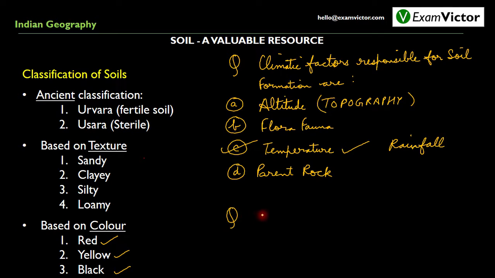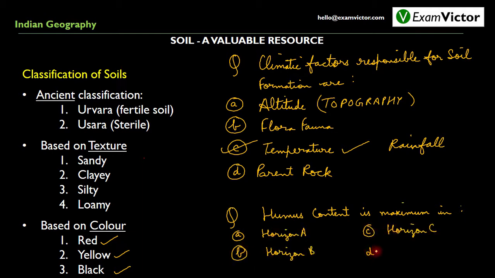Next question which has been asked is, humus content is maximum in: option A, horizon A; option B, horizon B; option C, horizon C; and option D, parent rock. Now we know that the humus content can be maximum where there has been decomposition of the organic matter, which can take place in the topmost region of the soil profile, that is in the topsoil. Now topsoil is a part of horizon A, so the answer would be horizon A.